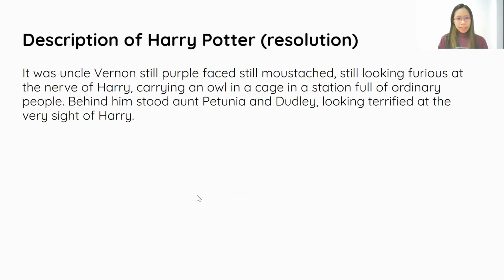Okay, here is the description of Harry at the end of the story. So we've got, it was Uncle Vernon, still purple-faced, still moustached, still looking furious at the nerve of Harry, carrying an owl in a cage in a station full of ordinary people. Behind him stood Aunt Petunia and Dudley, looking terrified at the very sight of Harry.